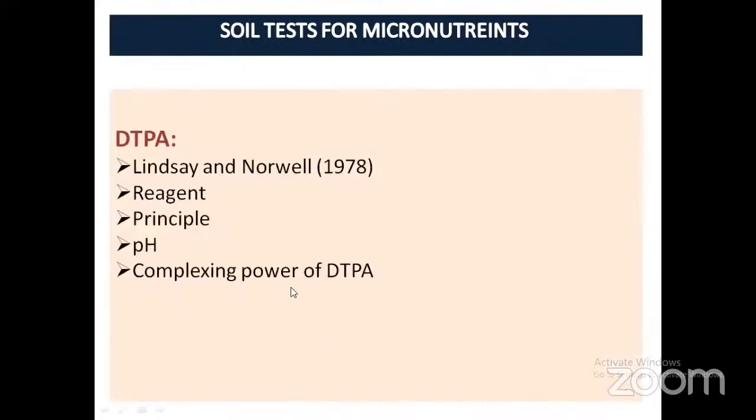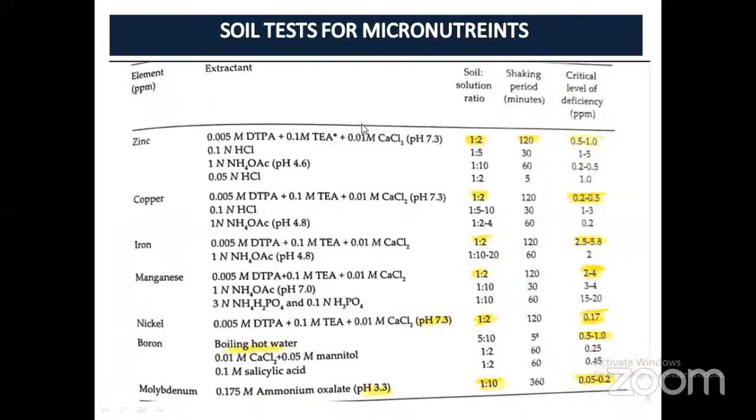So in this, I told you the complexing power. Now moving ahead to other soil testing extractants for different micronutrients. DTPA is common for all the micronutrients, but other than DTPA, there are other extractants also. Like for zinc, there is HCl, ammonium acetate, different concentrations of HCl also. For copper, there is HCl, ammonium acetate. Iron, there is another one. For manganese, nickel, boron, molybdenum.